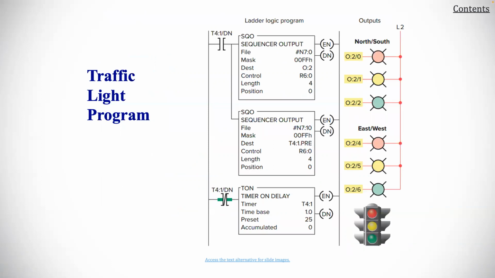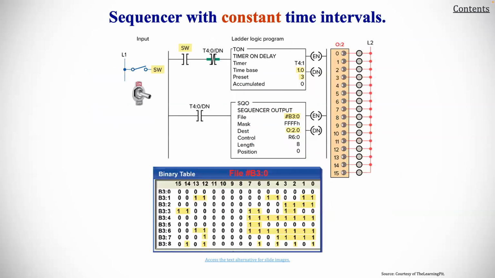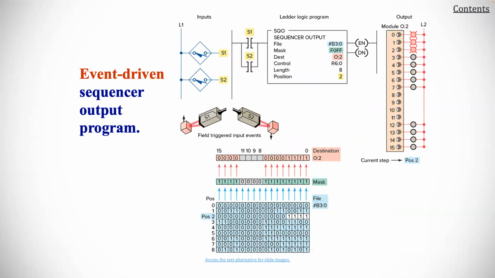So we talked about it before, but now we're getting into the traffic light program, some of the specifics of how you would be using the SQO and the TON for operation. For a sequencer with constant time intervals, this is what you would be using for that kind of program. For an event-driven sequencer output program, this is what would be done for that type of implementation.